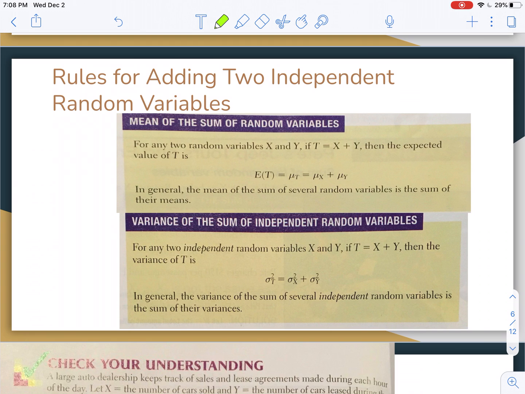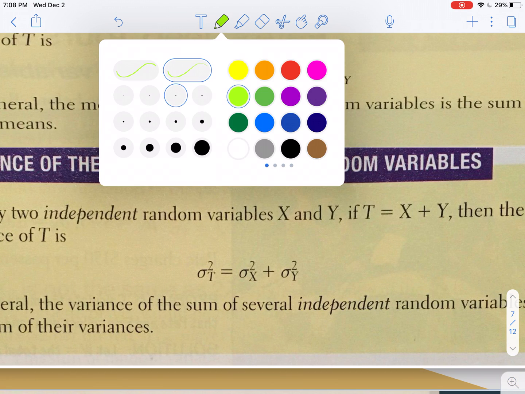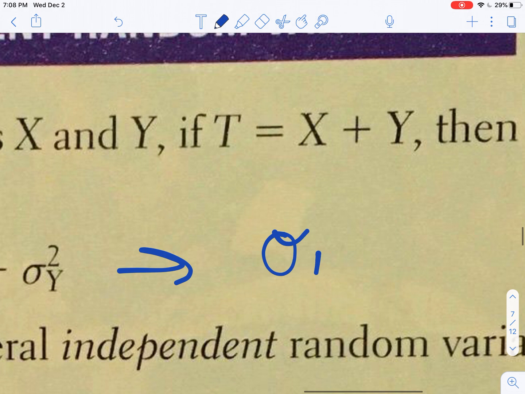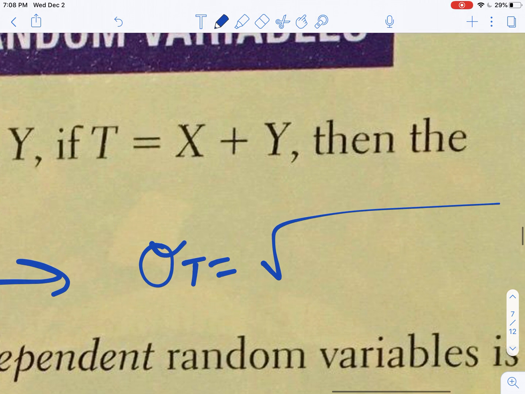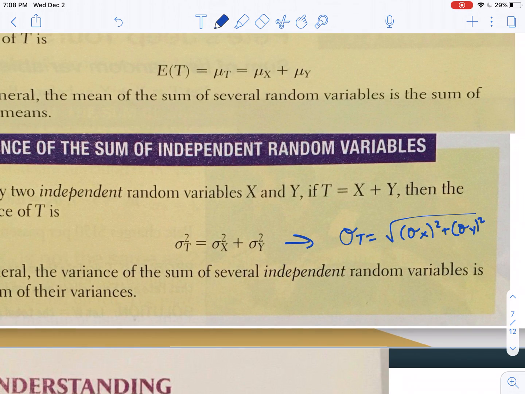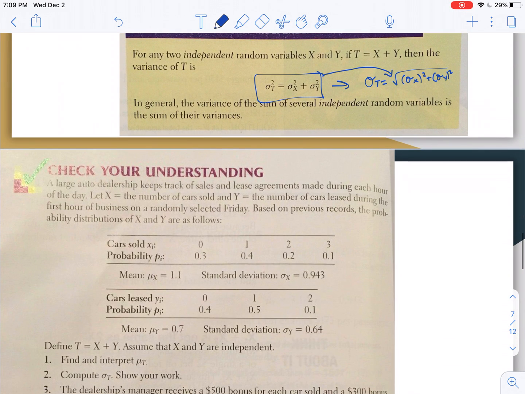So I like to move this to the next step, which would be the standard deviation of T is going to be equal to the square root of the standard deviation of X squared plus the standard deviation of Y squared. So this is the formula. This is the formula for variance. And then to figure out the standard deviation, you take the square root of your variance. So we can add our variances together. We can't add our standard deviations together. So let's go back to this auto dealer.